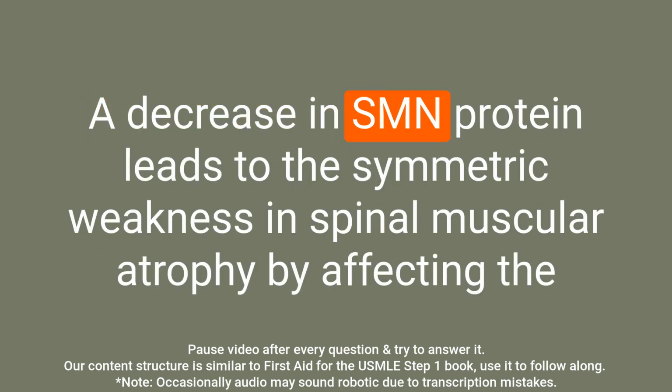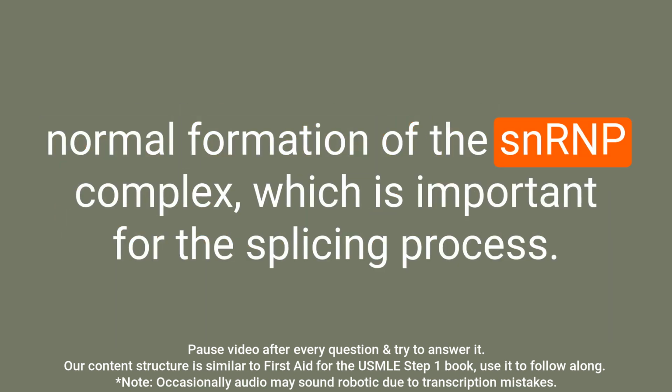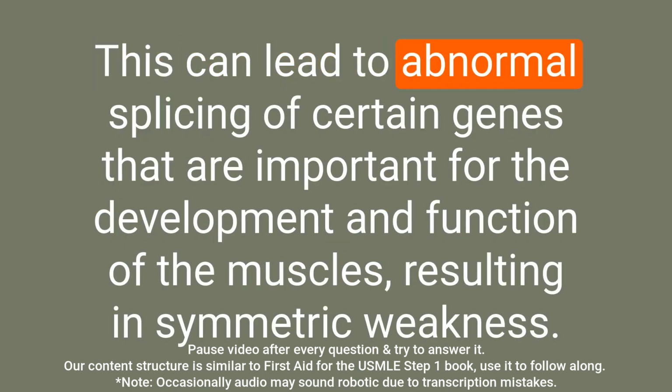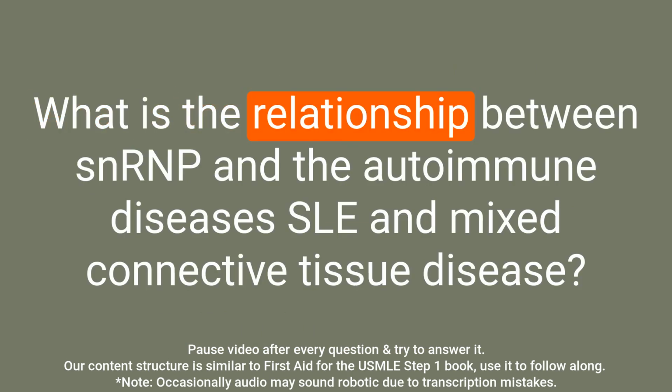Question: How does a decrease in SMN protein lead to the symmetric weakness in spinal muscular atrophy? Answer: A decrease in SMN protein leads to the symmetric weakness in spinal muscular atrophy by affecting the normal formation of the snRNP complex, which is important for the splicing process. This can lead to abnormal splicing of certain genes that are important for the development and function of the muscles, resulting in symmetric weakness.